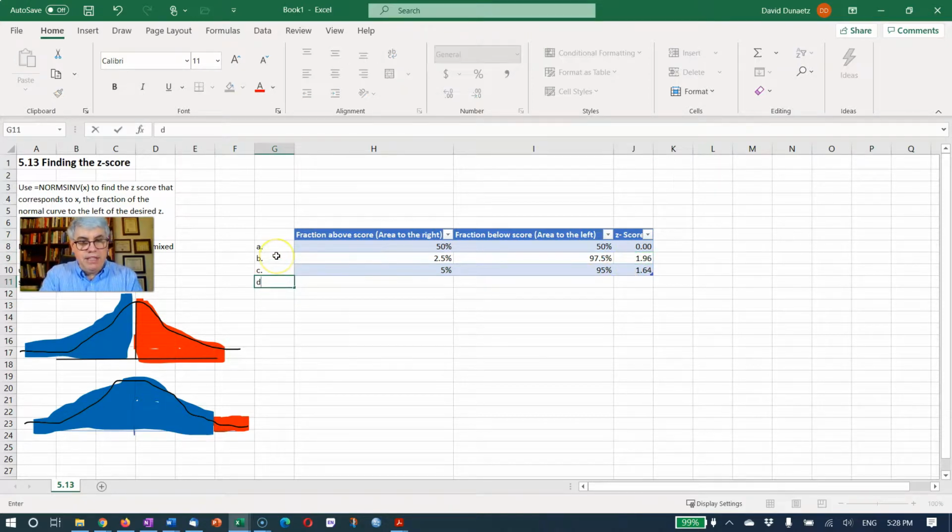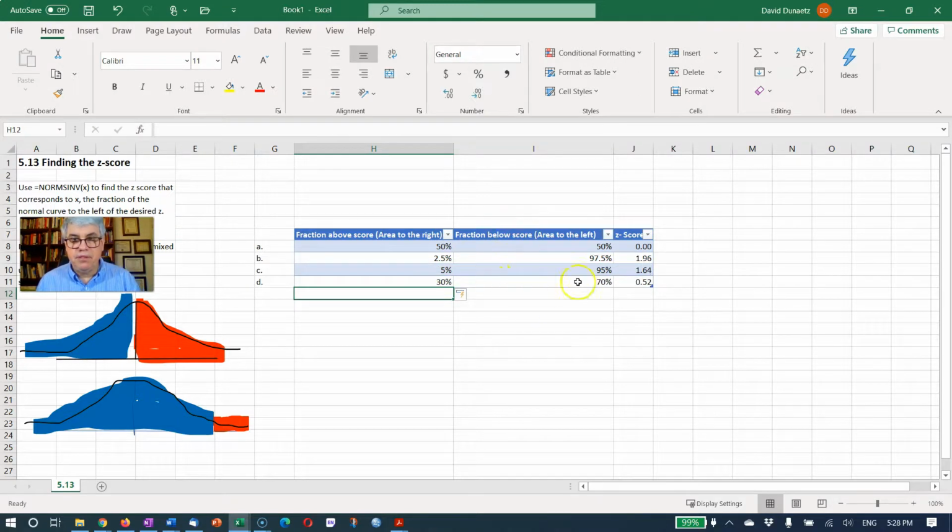Okay, now D is 30%. So that's just a number that they chose. So that would be someplace around here. So that 30% is red. I'll put 30% here. And 70%, and that comes out to a z-score of 0.52. So around here would be that z-score.